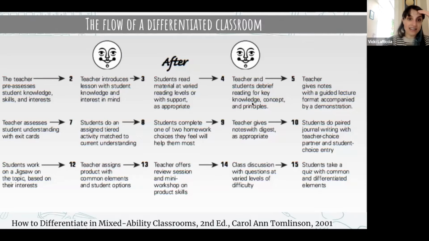So here is an example of a flow of a unit that is differentiated. This comes from Carol Tomlinson's How to Differentiate book. I'm not going to read all this. I want you to read it. And then in the chat, my question is, what terms or themes are getting repeated in this differentiated classroom, this process?